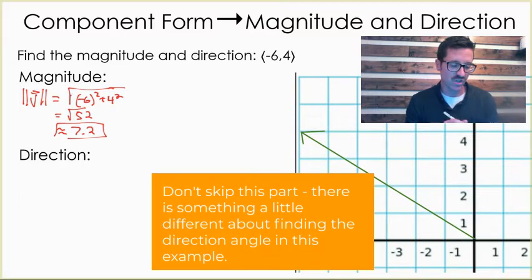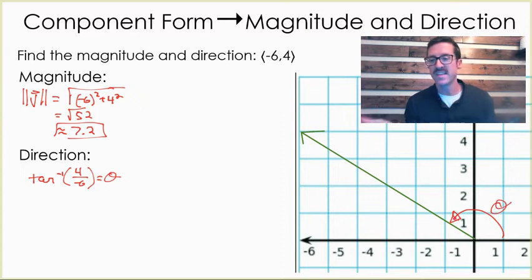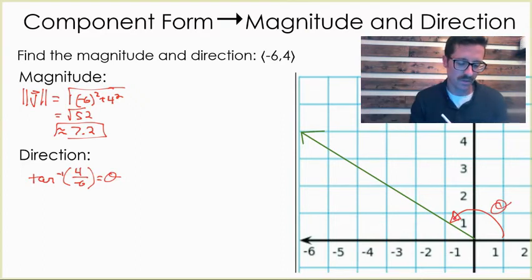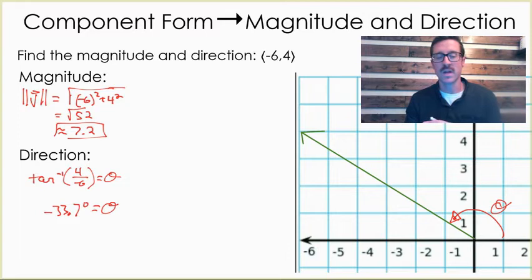Then to find the direction, what we learned on our last slide is that we're going to do tan inverse of the vertical component divided by the horizontal component. If I punch that in my calculator, it's going to give us our angle. And remember, we're looking for this angle right here off of the x-axis. Now, what you'll probably notice is that the calculator gave me negative 33.7 degrees. That's due to the domain restrictions on our inverse tan function.